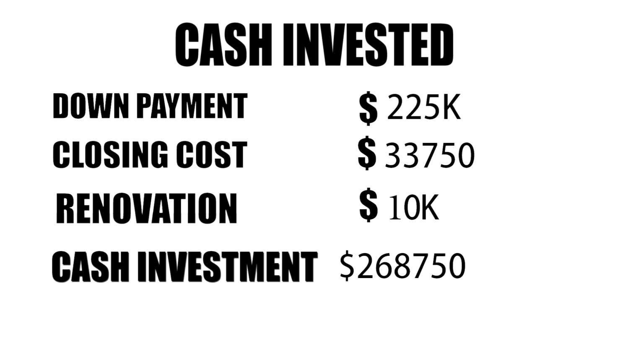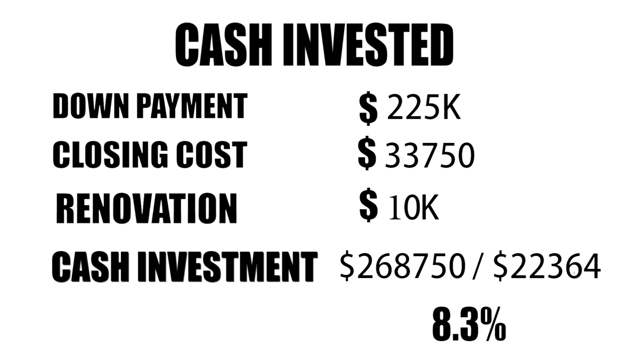That's gonna bring you to your initial cash investment of $268,750. And what we have to do is take your cash flow before tax and divide it by your initial investment. So that's gonna be $22,364 as your cash flow before taxes, divided by your initial investment of $268,750, and that gives you your percentage, 8.3% return on your investment. You obviously have to multiply by 100, right?